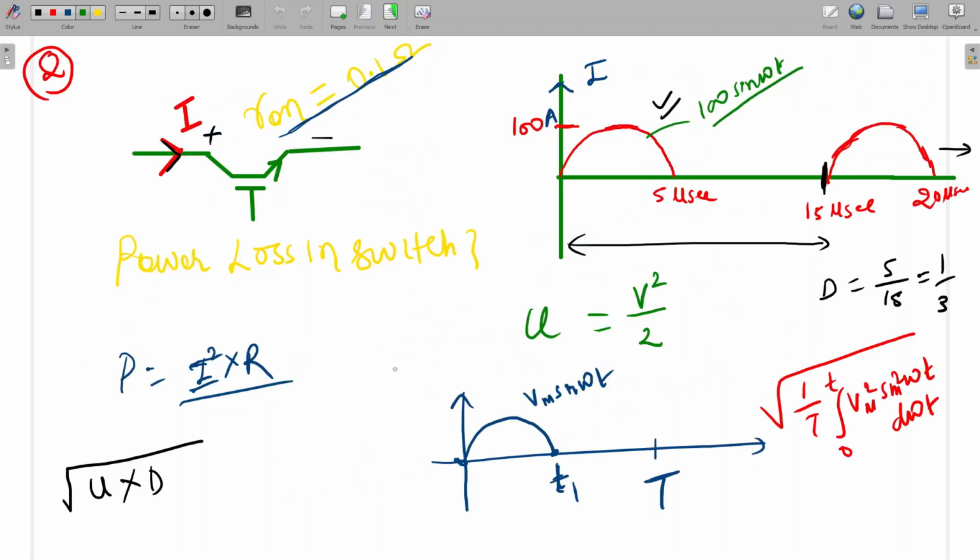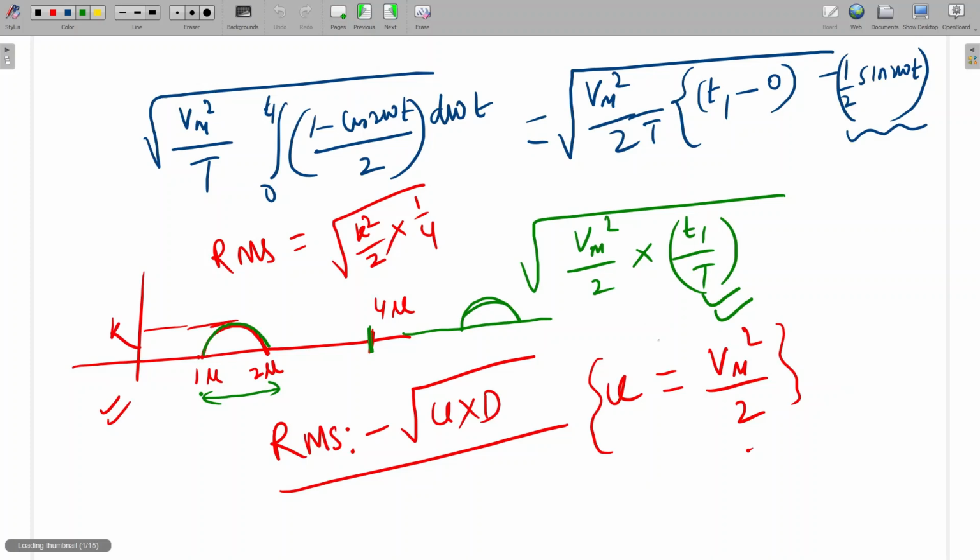See, here for a normal derivation I have done. The sine wave is present for this time t1. Total cycle is t. Again this sine will start from here. For this only I have derived this equation: 1 by t, integral from 0 to t1 of Vm square sine square omega t d omega t. What final did we get? Final we got this value, Vm square by 2 into T1 by T. So T1 by T is the duty. This you can verify manually for any waveform.